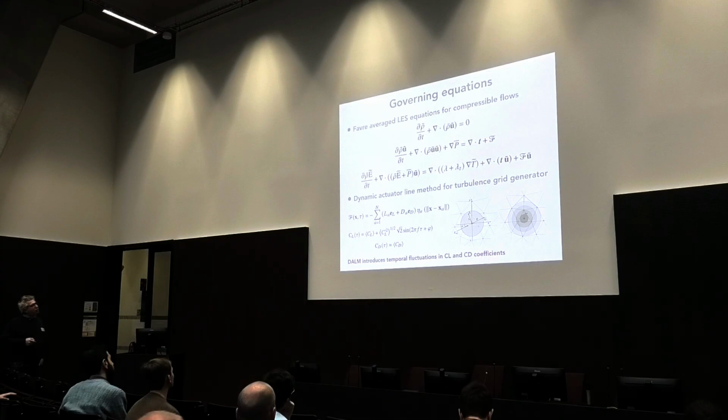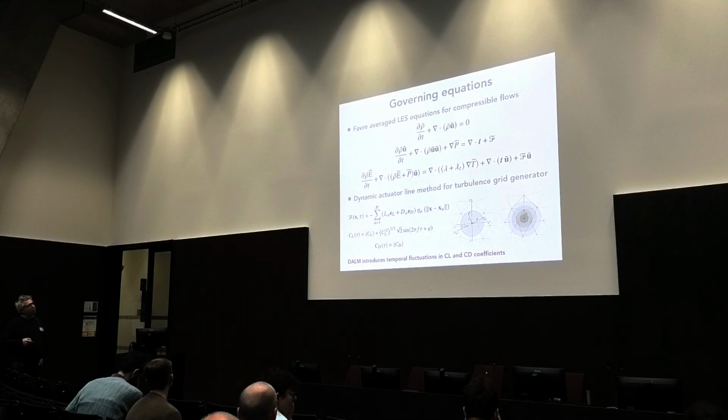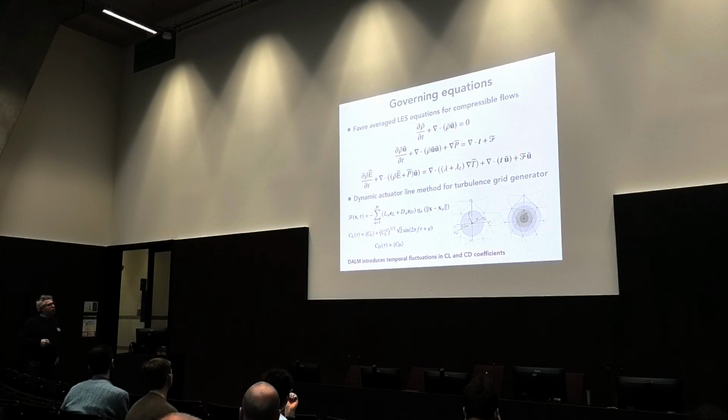So this is the shape of this front end, and you see that you have a lift force and a drag force, and in fact this lift and drag force will depend on time. So it's called a dynamic actuator line method, and it is intended to reproduce the turbulence grid generator of a wind tunnel. So it introduces temporal fluctuations in the CL and CD coefficients.